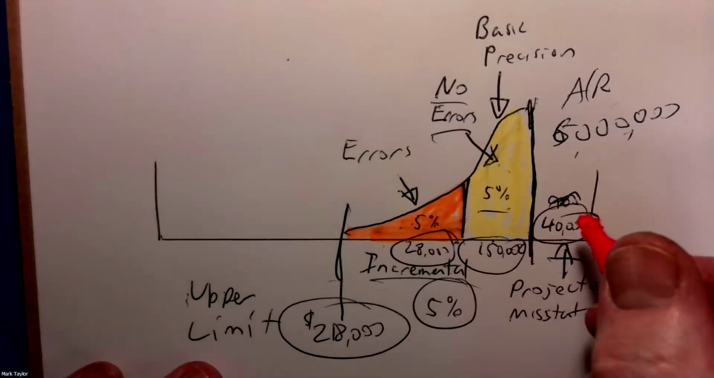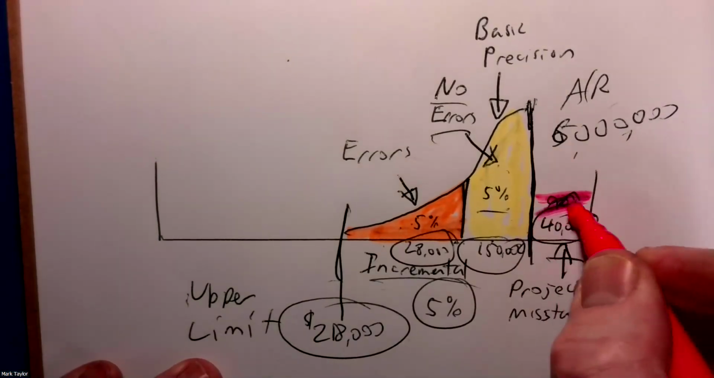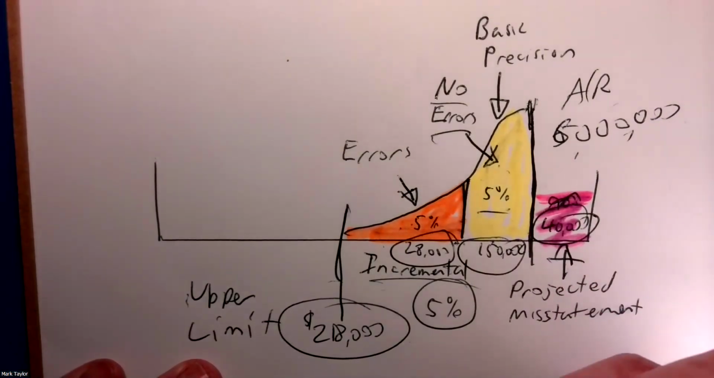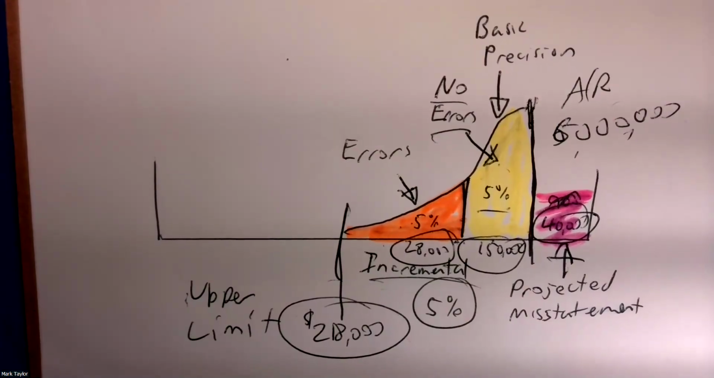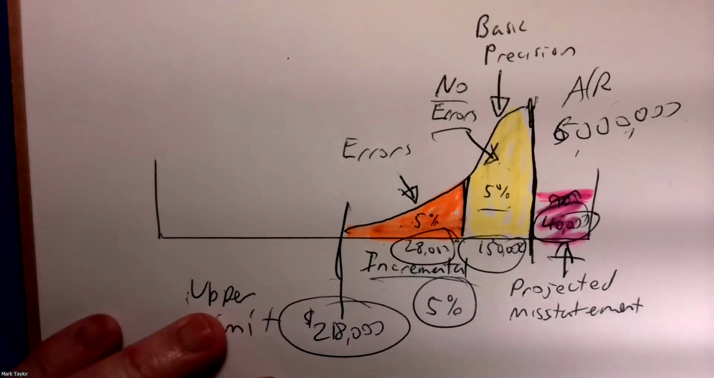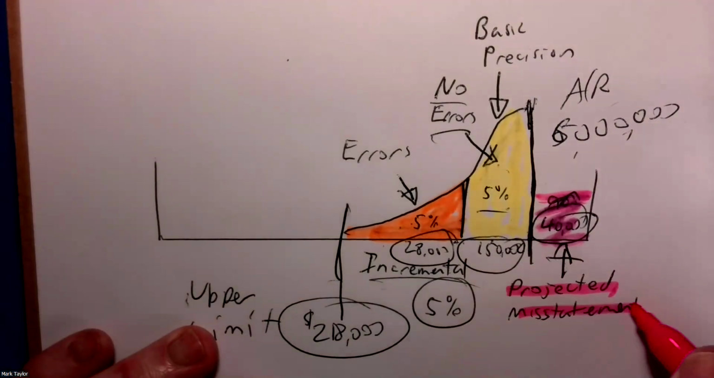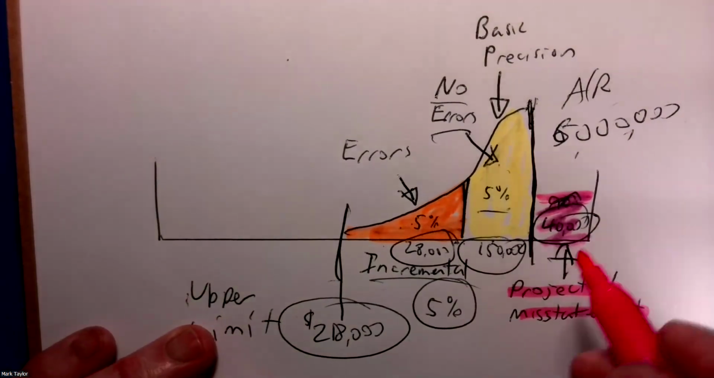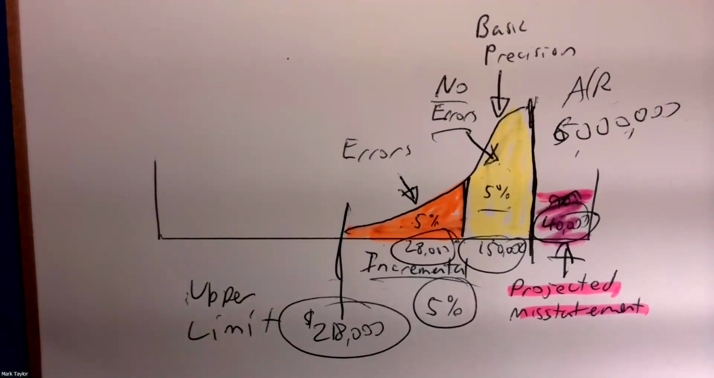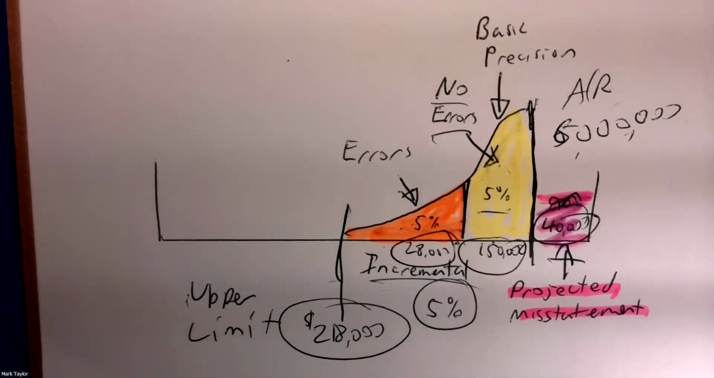We'll give it a color. We'll give it pink. Ooh, that didn't work out. Let's try a different pink. You can't see, that's a 40,000. Smushed my writing. All right.